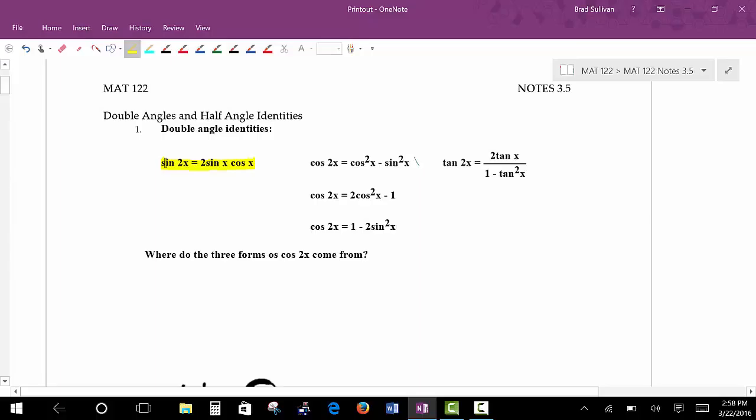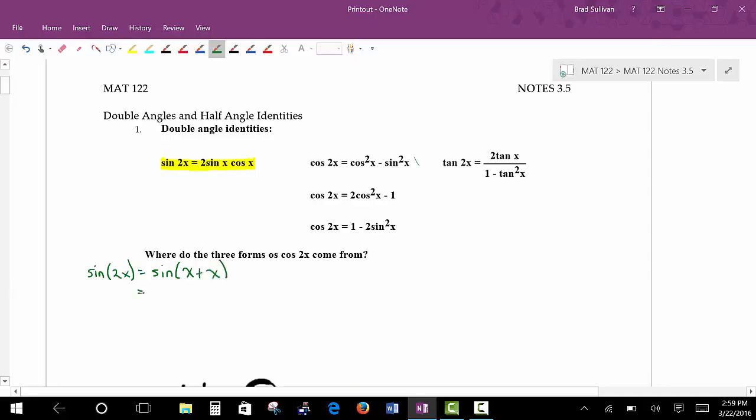Okay, so this is the sine of twice an angle is twice the product of sine x and cosine x. Okay, so let's do a derivation of this. The derivation is actually very simple. Mathematicians always kind of look for clever ways to develop more ideas. So what we're going to do is write 2x as x plus x.